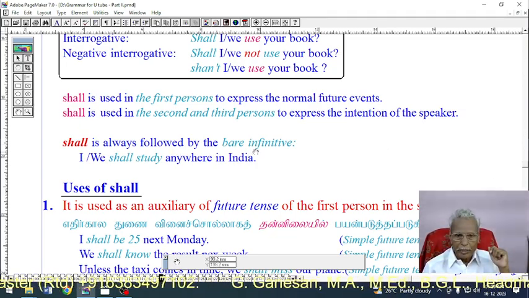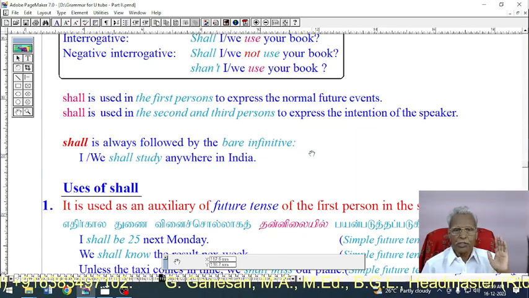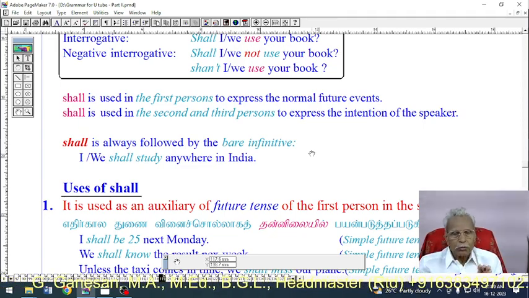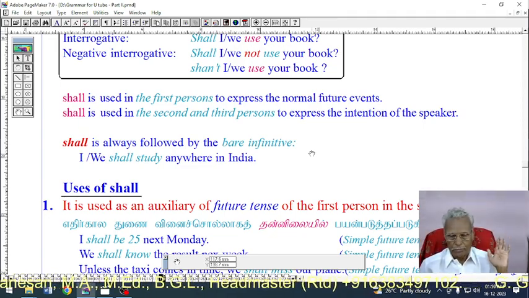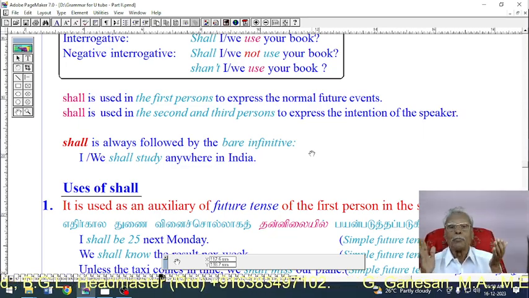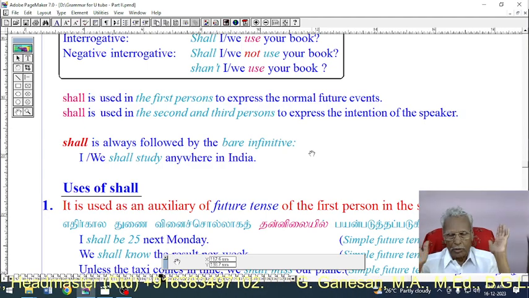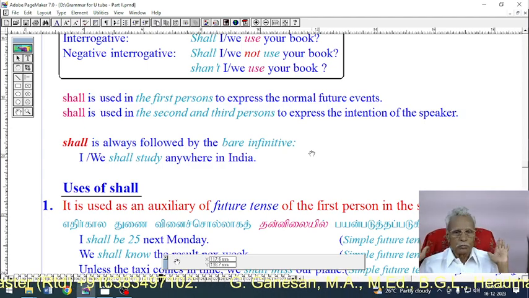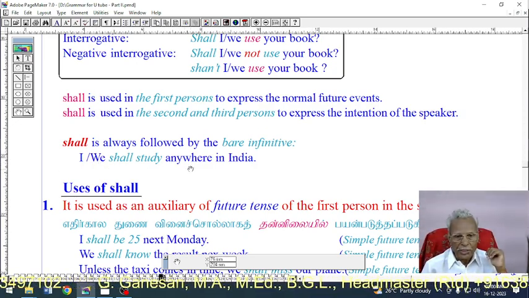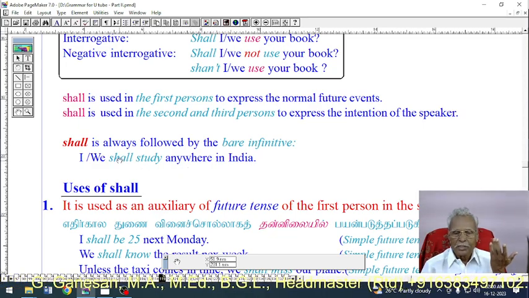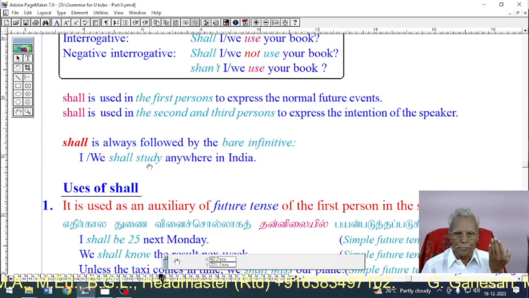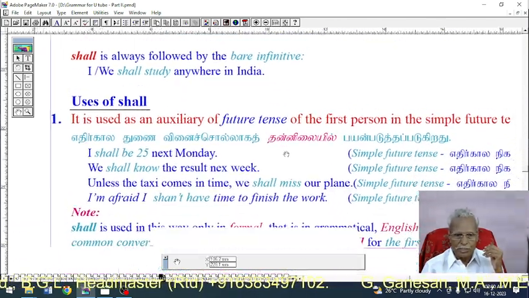Shall is always followed by the bare infinitive. That is, only a present verb should follow shall, not any other verb. Bare infinitive means any kind of be verb or present verb should follow shall. You see, I or we shall study anywhere in India. Shall study, bare infinitive, present verb. So okay, now let us see the uses of shall.